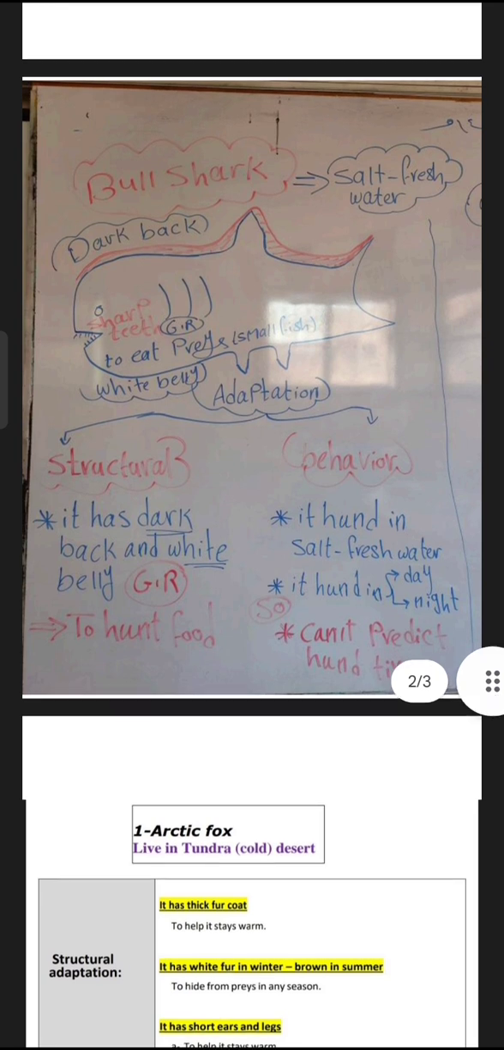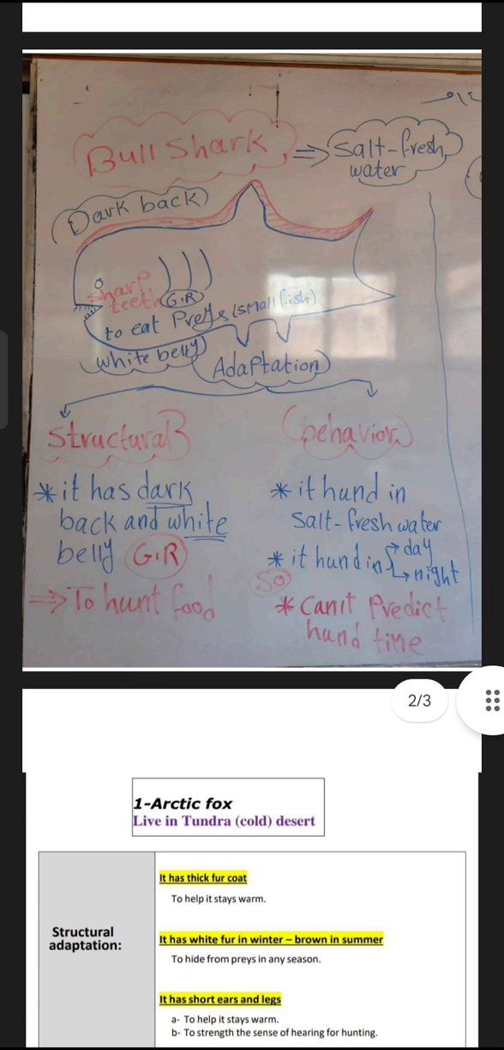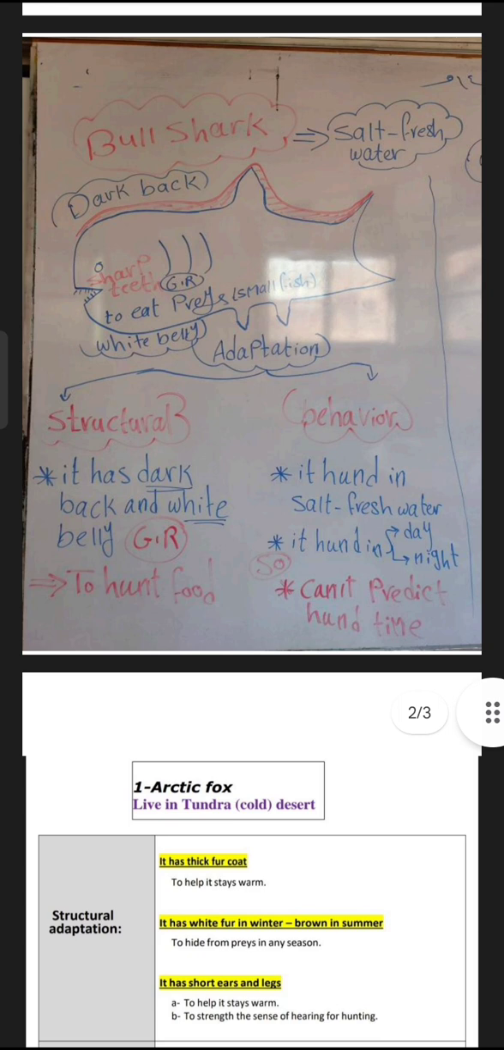So what is the behavior adaptation in the bull shark? The behavior adaptation, or the act that the bull shark does: number one, it hunts in salt and fresh water. Number two, it hunts in day and night, so its hunting time can't be predicted. So the question, give reason the bull shark can't be predicted in hunt time: because the bull shark hunts in the day and at night.